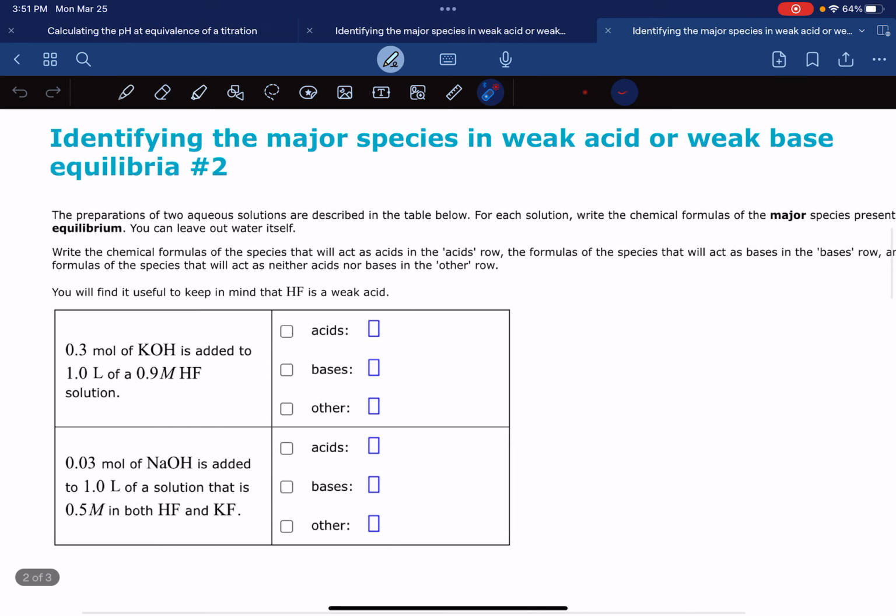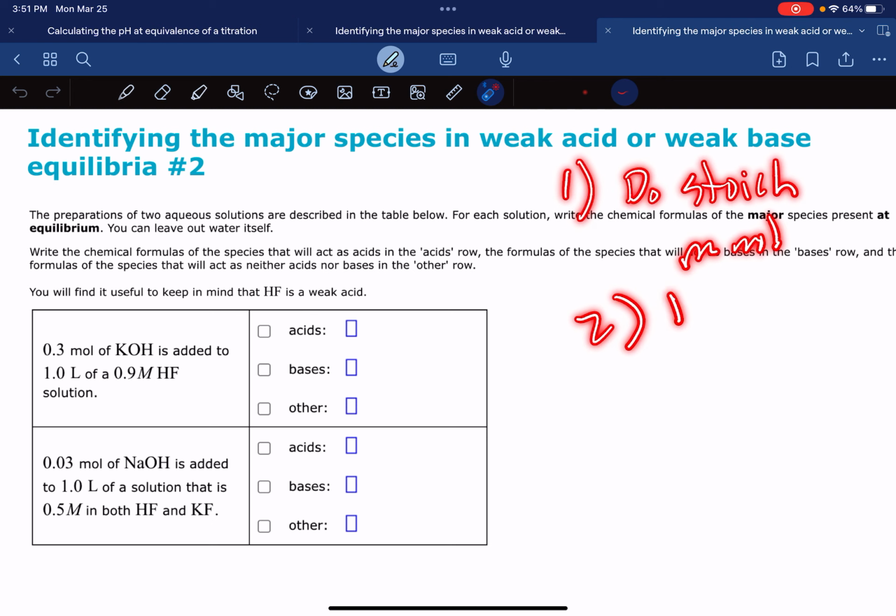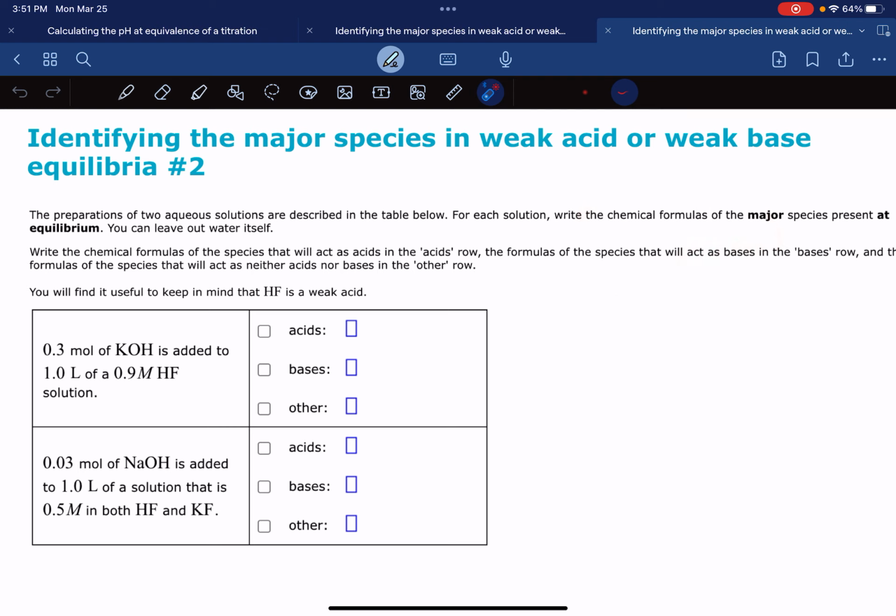And as is always the case, whenever we add a big dog, so that would be a strong acid or strong base, to a weak one, you're going to have to deal with a stoichiometry problem. So, as always, number one, do stoich. And the stoichiometry is always going to be in millimoles or in moles. And then two, equilibrium. So then do an equilibrium problem. Now, in this particular case, we should make note of how much of each of the things that we have are interacting with each other, but we need to know how they're interacting.